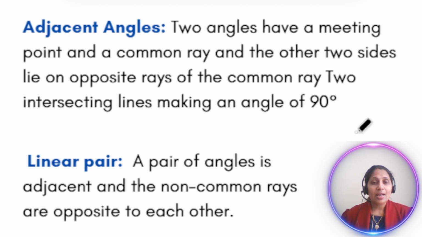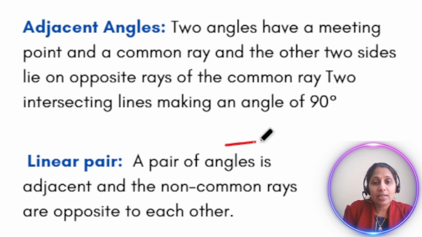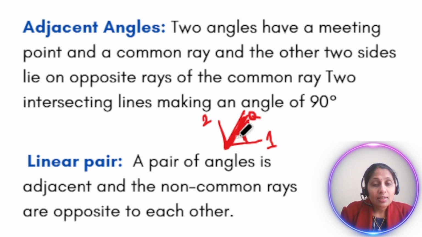As I told you already, adjacent means, as per the name only, which is next to it, right? In the same way, the two angles which are lying next to each other and sharing a common ray between them, like this, is an adjacent angle. Two angles having a meeting point and a common ray between them. As you can see, suppose this is ray number 1, ray number 2, both have the common arm which is OQ. Then the other two sides lie on the opposite side. That is very, very important. Most of the kids make mistakes here.